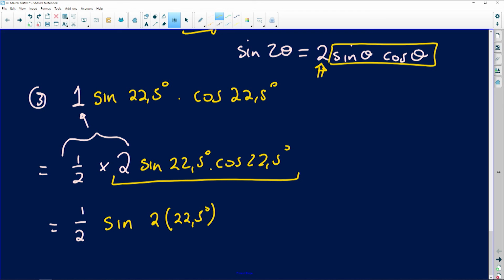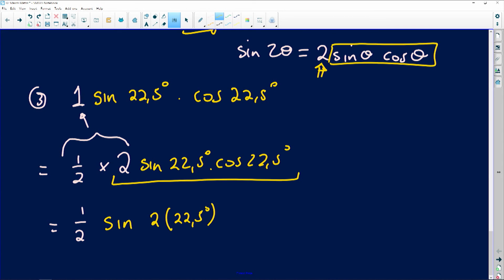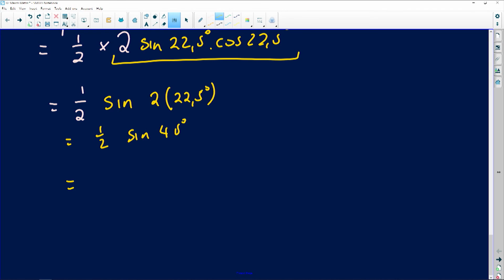So what is 22.5 times 2? You will see that if you go to your calculator and you double 22.5, what you simply end up with is 45 degrees. So this is simply going to become half of the sine of 45 degrees, which can simplify to half of the square root of 2 divided by 2. So the final answer is the square root of 2 divided by 4. And that should bring us to the end of this beautiful question that was sent to us.